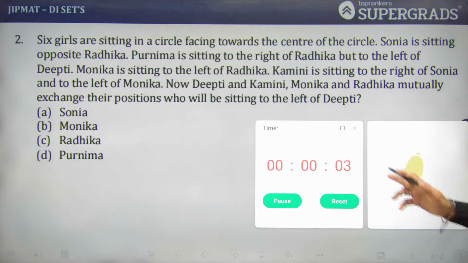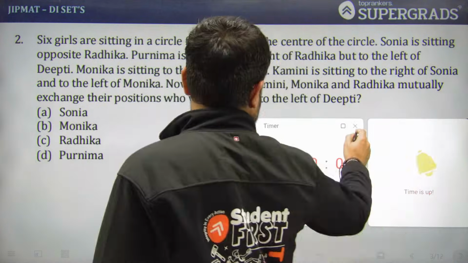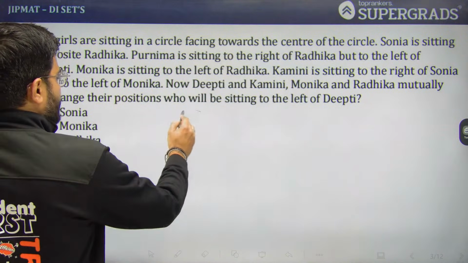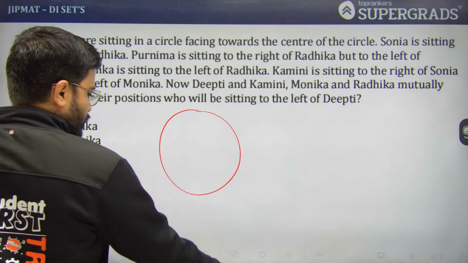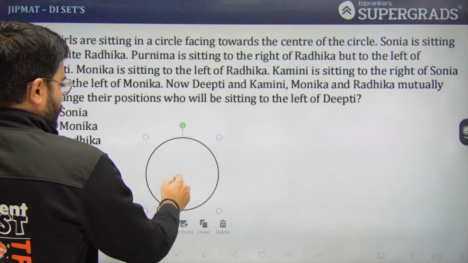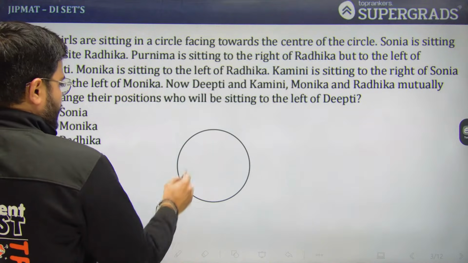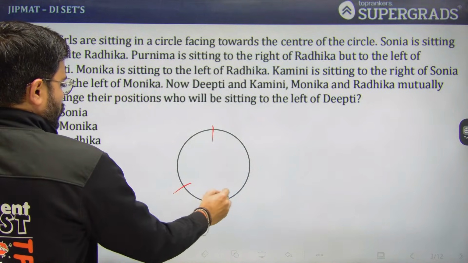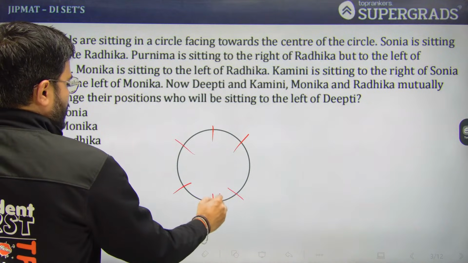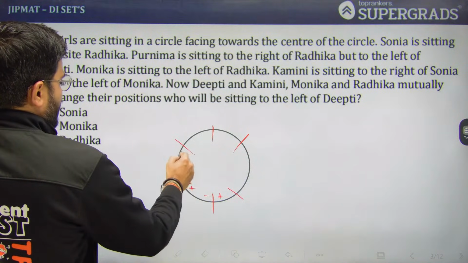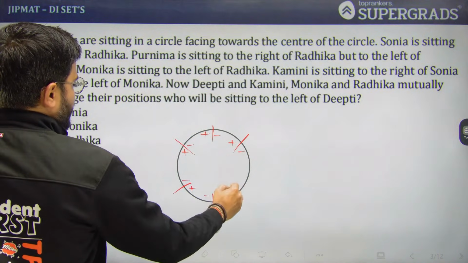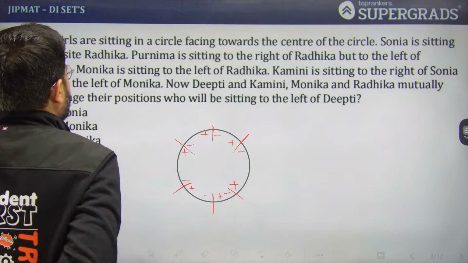Time is up, because it will not take more time than this in this set. So 6 girls are sitting in a circle facing towards the center. This is the circle. And 6 girls are sitting, 1, 2, 3, 4, 5, 6, facing the center. So first plus then minus, first plus then minus.